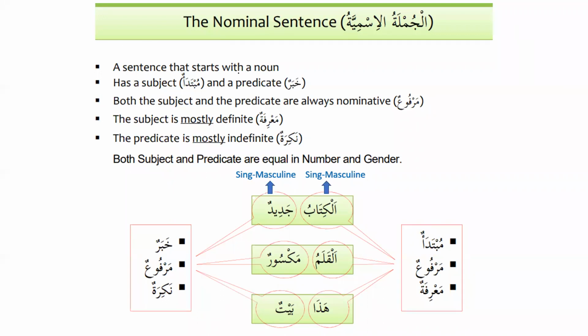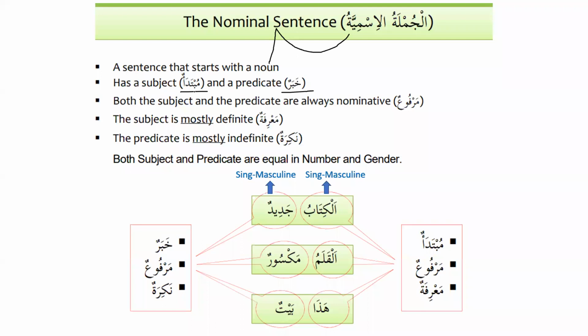So a sentence that starts with a noun is called nominal sentence or jumla ismiya. We know about that. It has a subject and a predicate. This information might be new to you. First, we were talking about that a nominal sentence has two parts, and now we are learning the names of the two parts.